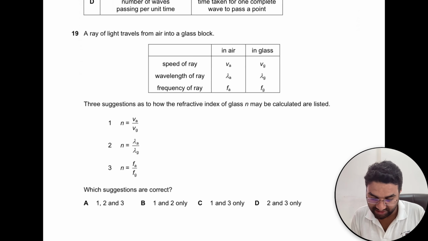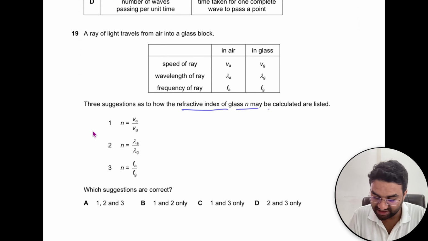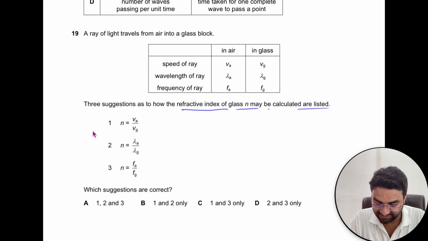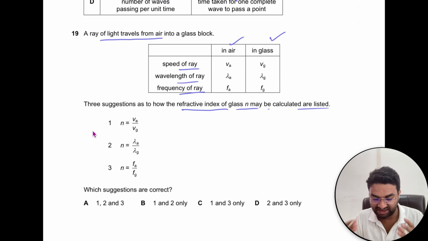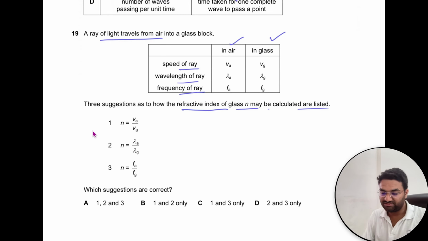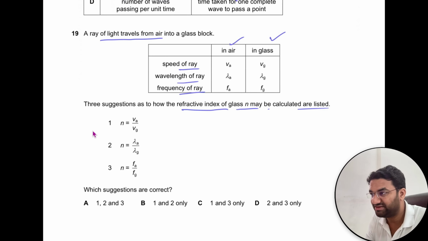Then the 19th one: a ray of light travels from the air into the glass block. Three suggestions as to how the refractive index of the glass n may be calculated are listed. Fine. So the first one is n equals VA upon VG. So here it says the ray of light travels from the air into the glass, and the speed, wavelength and frequency of the ray in air and glass are given. Fine. So we have to jump to the conclusion which one is the correct one. We have different formulas given.